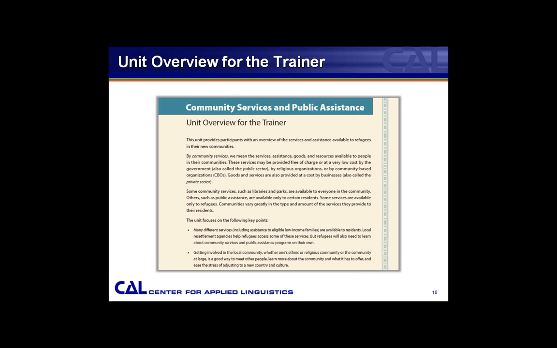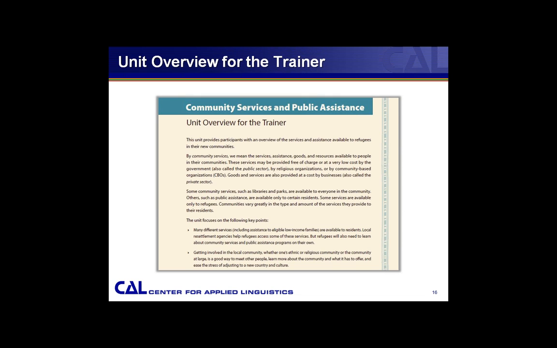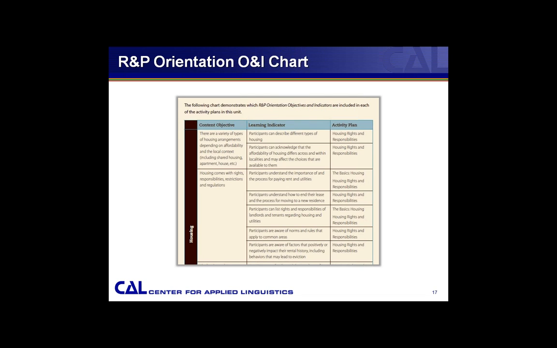The trainer can read through this page of information to learn the key things that participants will learn as a result of the activity plans provided in the unit. The trainer can also identify what activity plans are provided, a brief description of what they cover, and then which R&P orientation objectives and indicators are addressed in each activity plan.